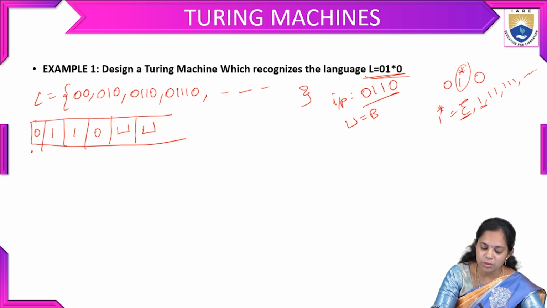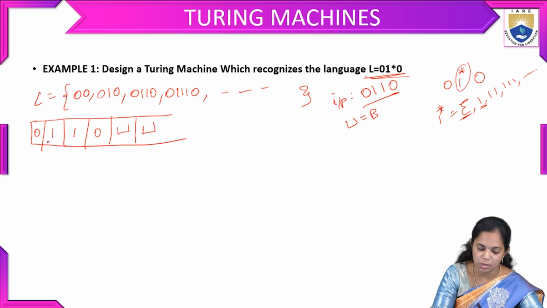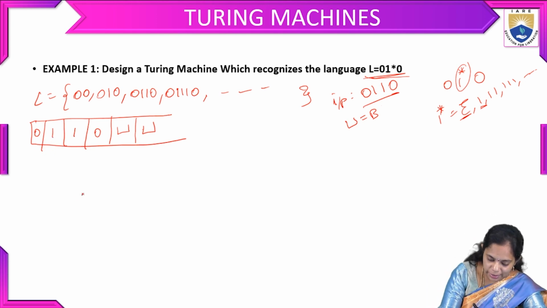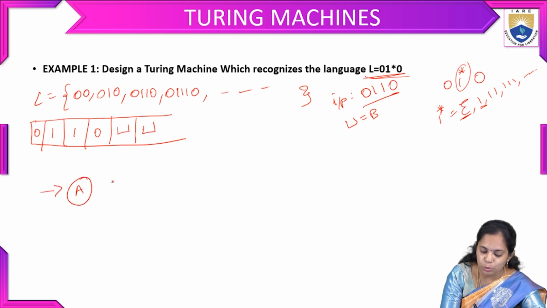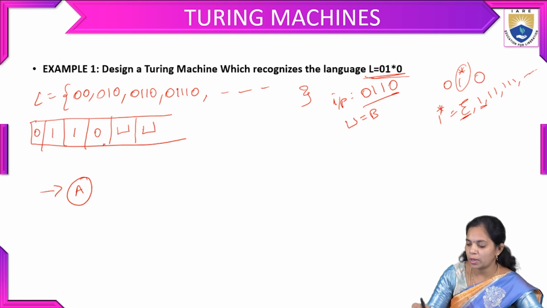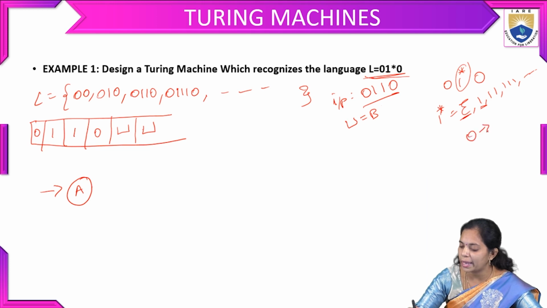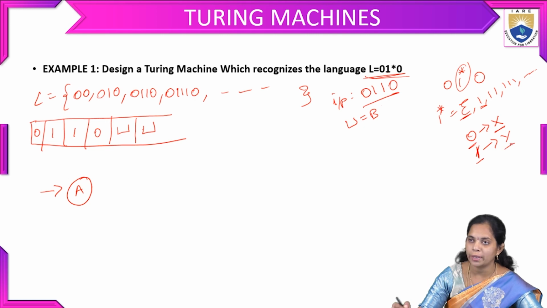If we observe, we have zeros followed by n number of ones. To design it, first we take the initial state, this is state A. In this state we read the 0 and replace it with X, and 1 is replaced with Y. These are the read and write operations. After performing the read operation of 0, we replace it with X, and after reading 1, we replace it with Y.